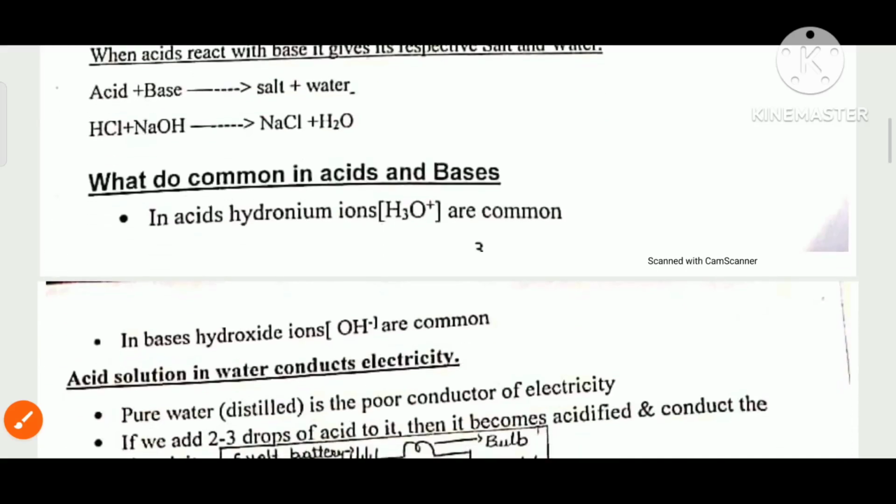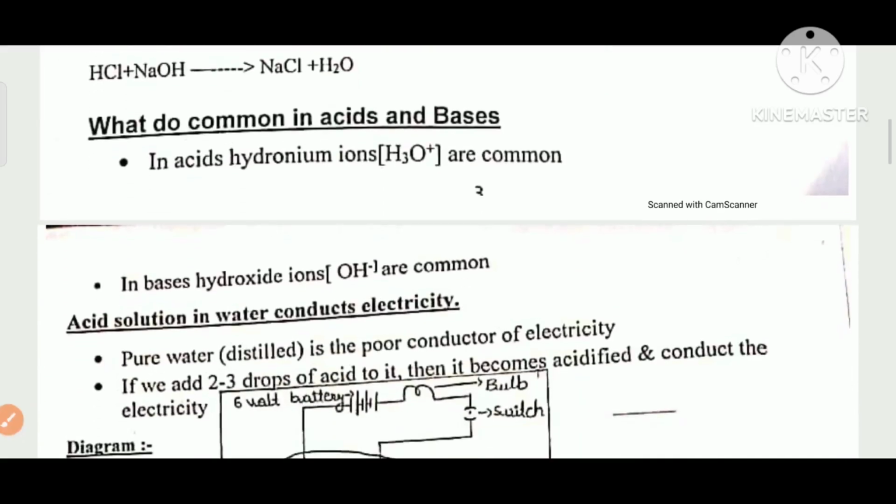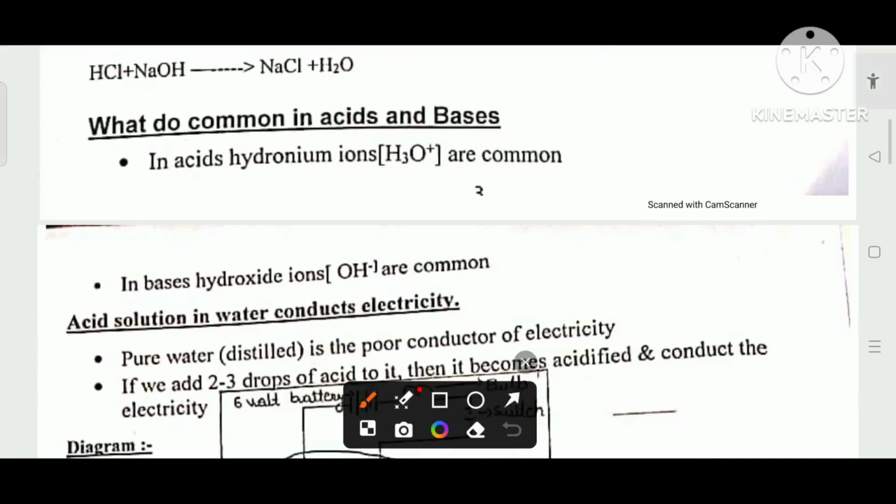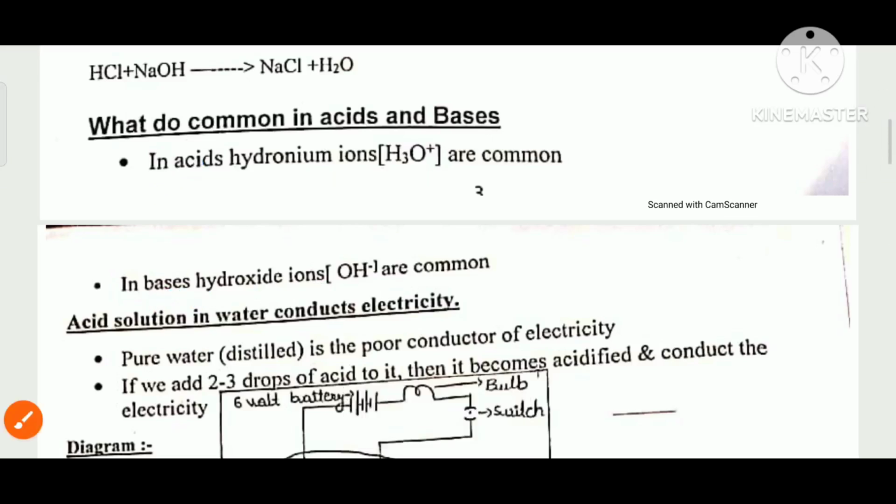What is common in acids and bases? In acids, hydronium ions are common. In bases, hydroxide ions are common. Okay, and now let's move on further.